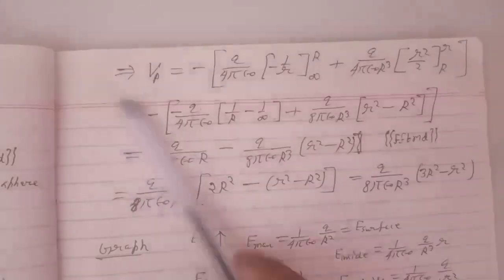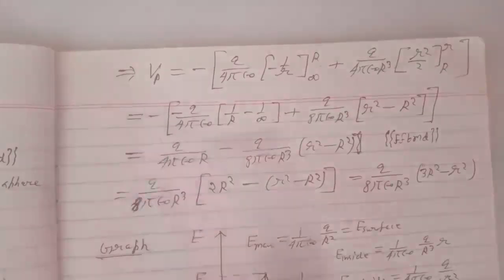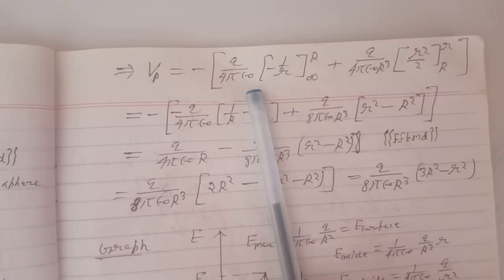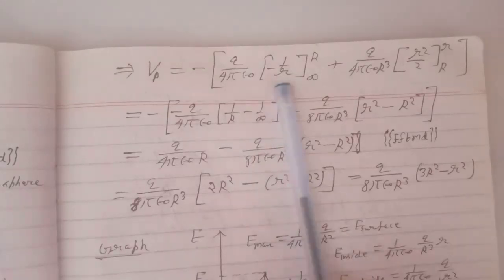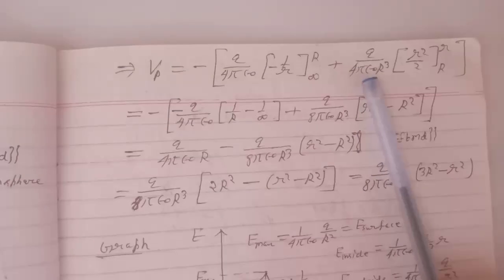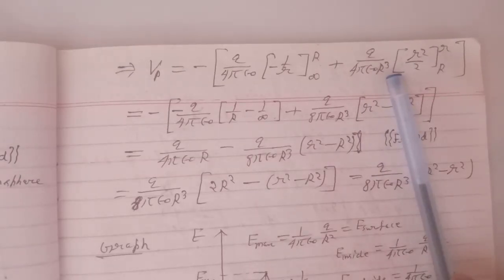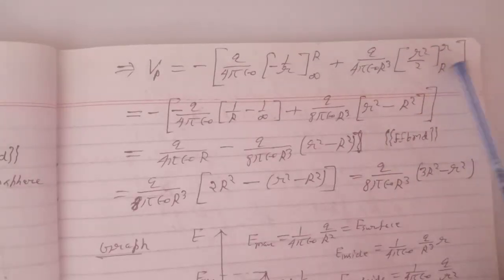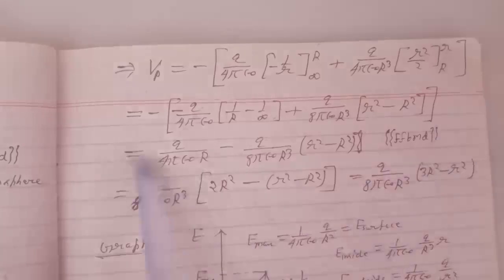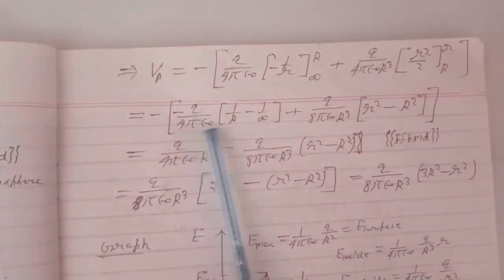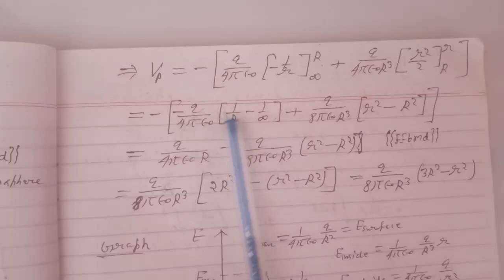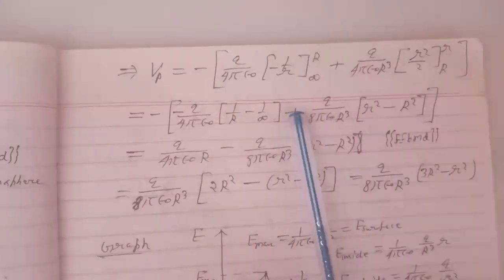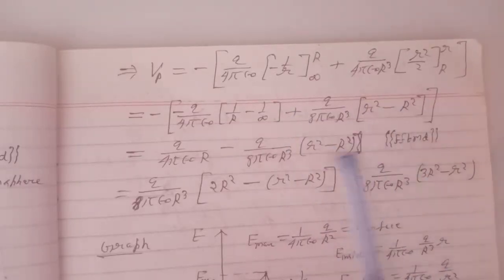Now this implies potential at P, the inside point, will be equal to minus of q by 4 pi epsilon naught, integration of dr by r square is equal to minus 1 by r, from infinity to R, plus q by 4 pi epsilon naught R cube, and integration of r dr is r square by 2. And the limit is from R to r. So minus of, under bracket, minus q by 4 pi epsilon naught, q, 1 by R minus 1 by infinity, plus q by 8 pi epsilon naught R cube, taking 2 out of the end, r square minus R square.